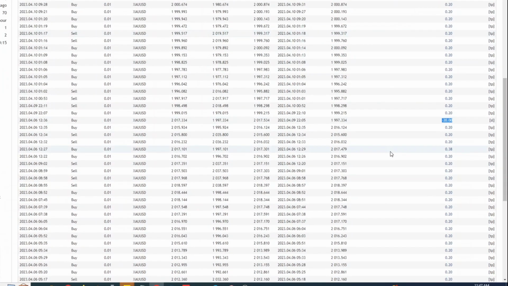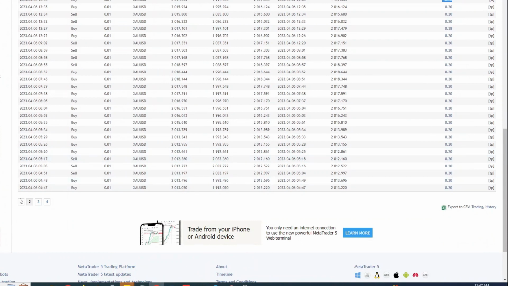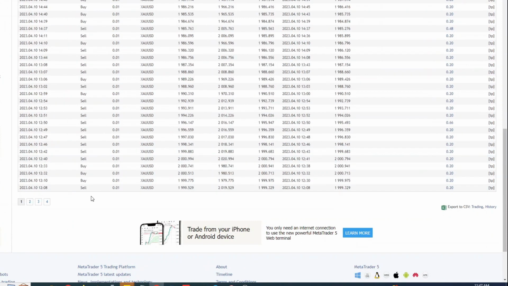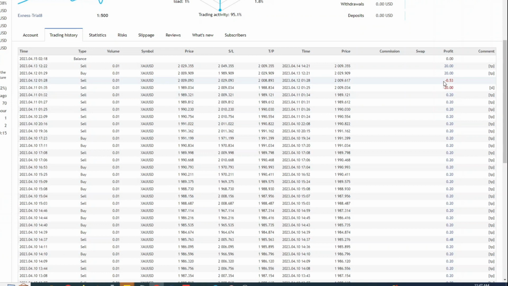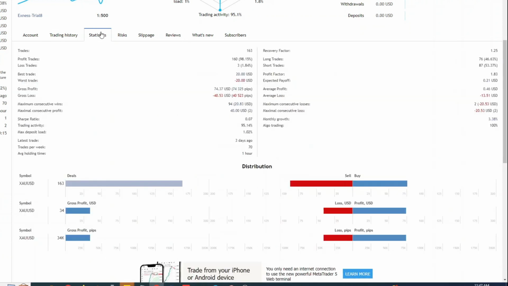The change I made was setting the take profit to 20 USD. For more details, you can pay attention to this statistical information.